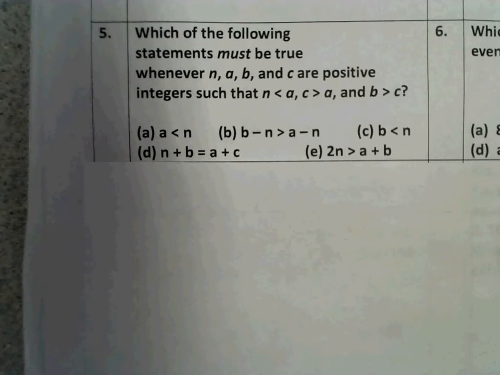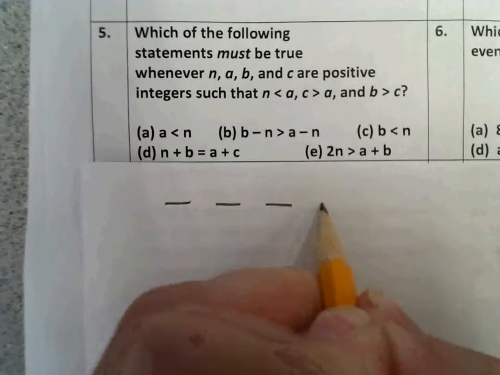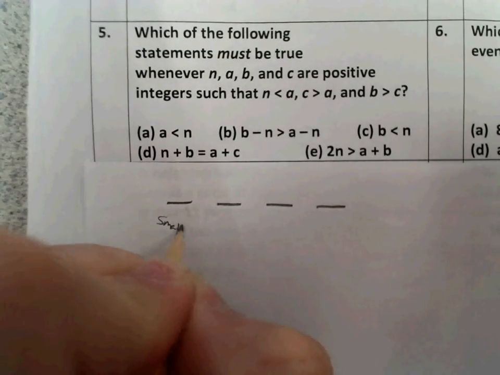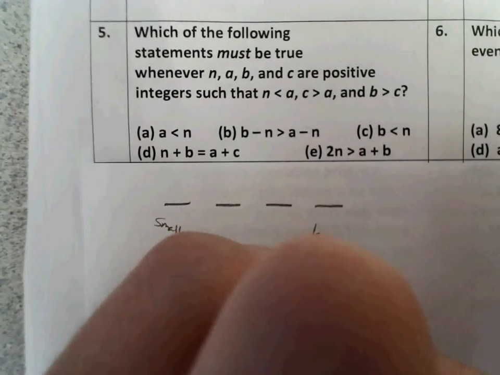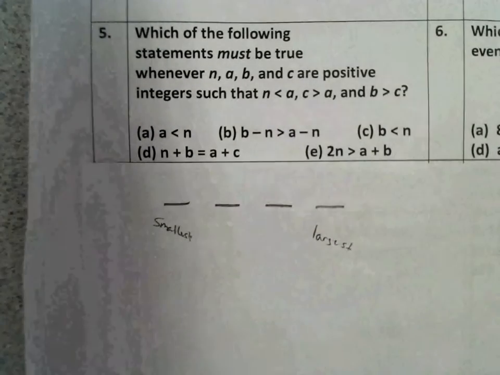It can get very confusing with all of the inequality signs and all the different letters and trying to wrap your head around exactly what you're looking at. So let's simplify this process. Let's just make 4 blanks. And from smallest to largest, we're going to attempt to put n, a, b, and c in order.